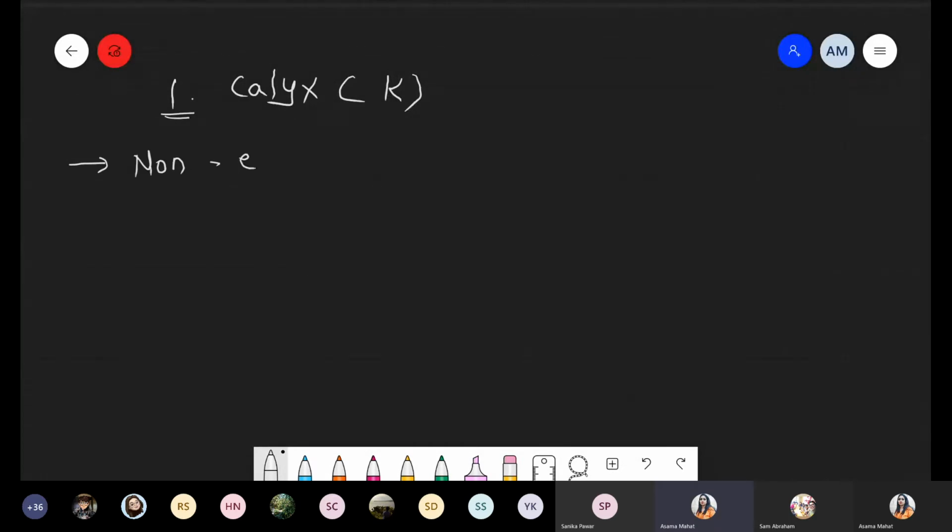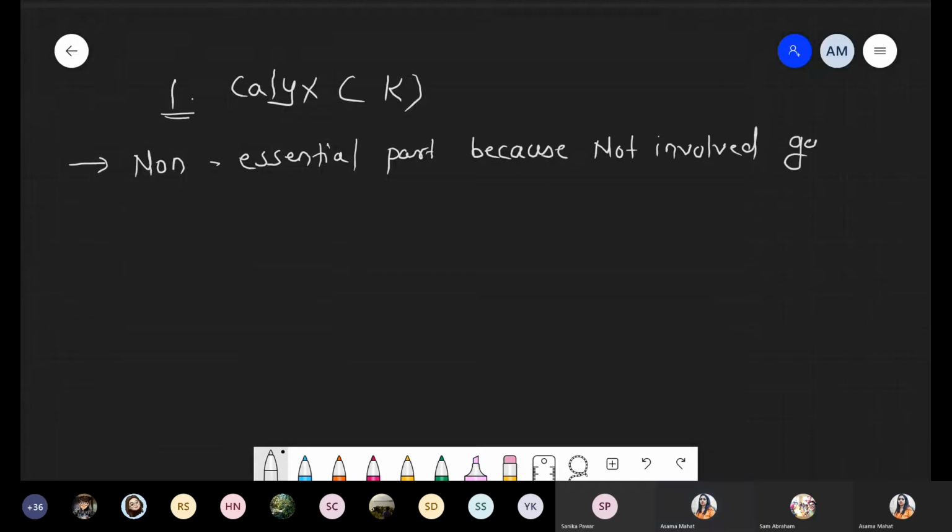Basically, these are the non-essential parts. Why? Because they are not involved in fertilization, or simply we can say they are not involved in gamete formation. Because no male gamete, no female gamete, that's why we can say it is not involved in fertilization also. That's why these are the non-essential parts.